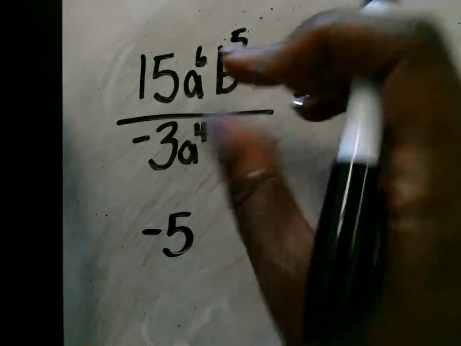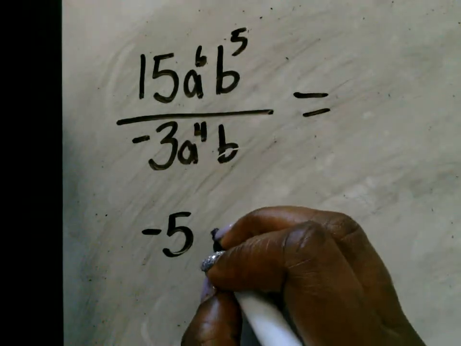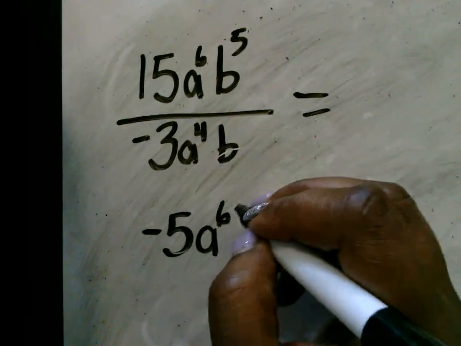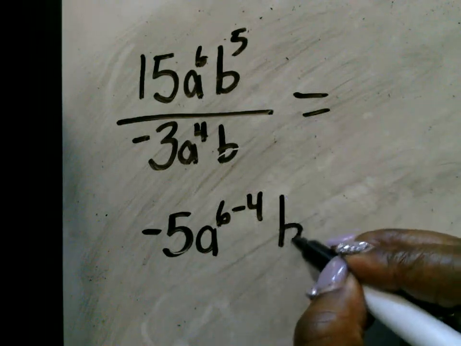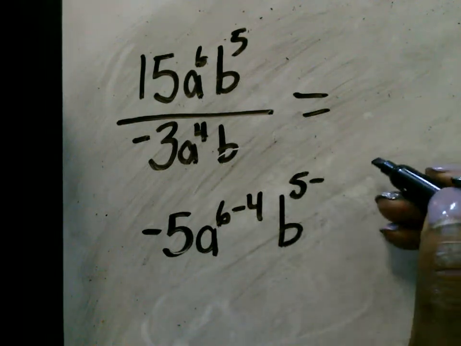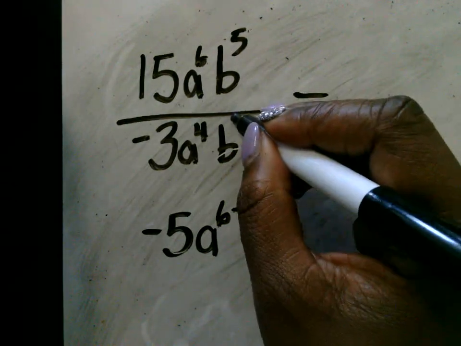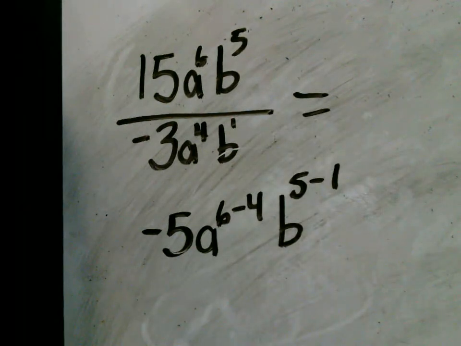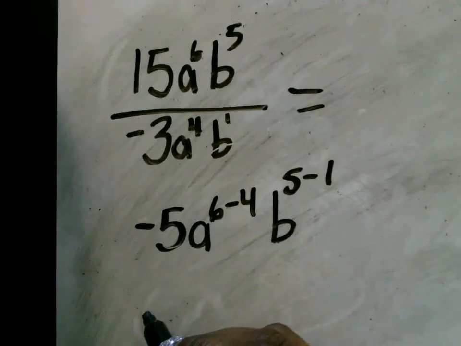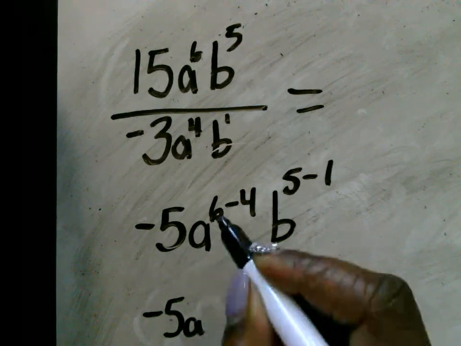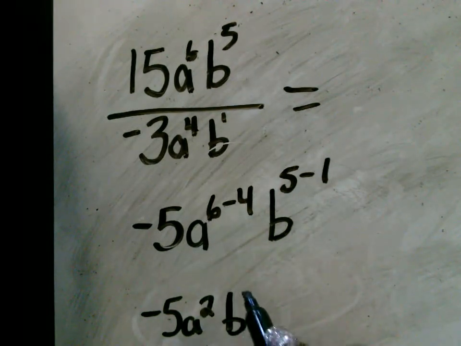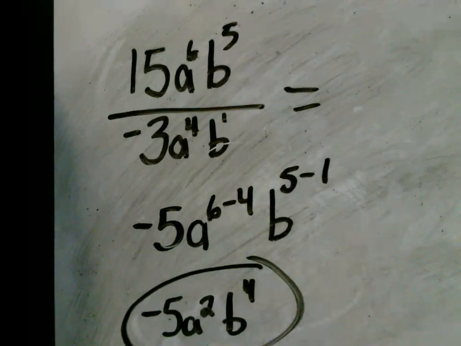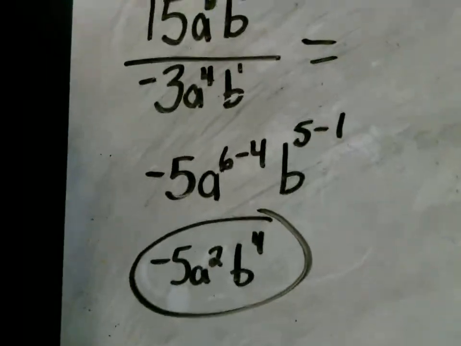Now we got to subtract the exponents because you're dividing. That's A, 6 minus 4. Top exponent minus bottom exponent. B, 5 minus what number? 1. It's automatically a 1 exponent if you don't see it. So my final answer is -5, A to the what power? A to the 2nd power, B to the what? 4th. Okay? All right, let's try another one.